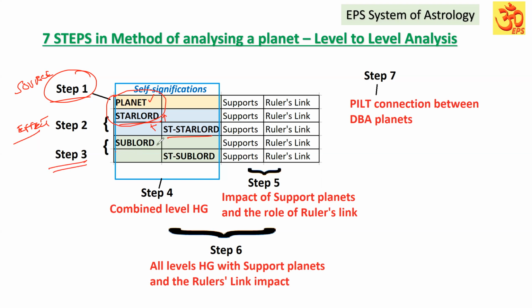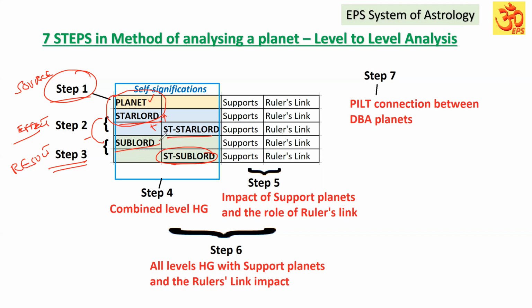Next is the important level called the sublord. The sublord is also a planet that will be in the star of another planet. So the sublord planet's self-signification we have to study, and whether the sublord's significations are increased or decreased by the star lord has to be studied. And the combined level of the star lord and sublord has to be studied. It means, whatever the star lord is giving, whether the sublord is further supporting that or not. Or the planet and star lord combined are giving some effect, whether that is being further increased or decreased by the sublord. Based on that only, the result is going to be given by the sublord. That sublord strength can be further increased or decreased by the star lord. So that way, the combined level of the star lord and sublord has to be studied.